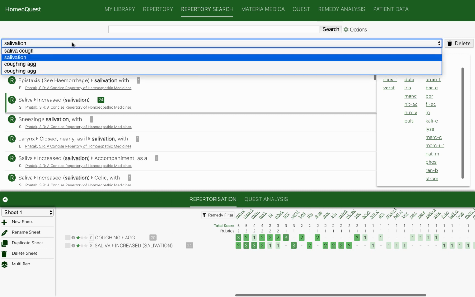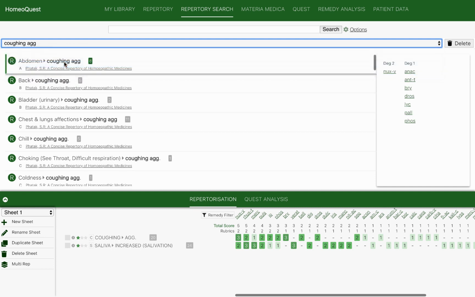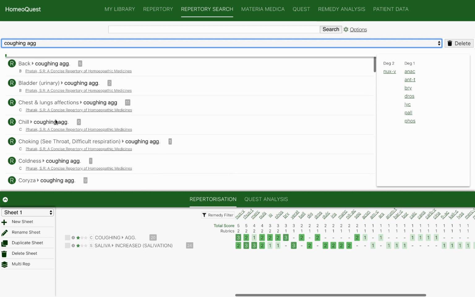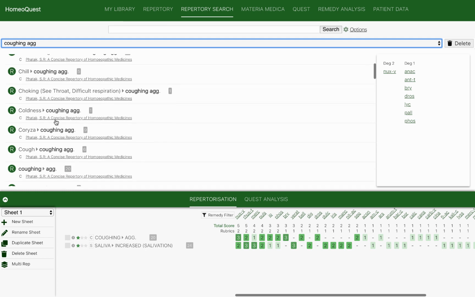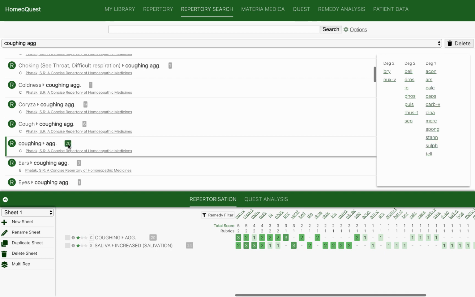And then he took the other one, and that was coughing aggravates. And in coughing aggravates, as you know, Phatak has basically alphabetical rubrics. So if you go down, you see coughing aggravates, 20 remedies in there, and you use that, and we have coughing aggravates.